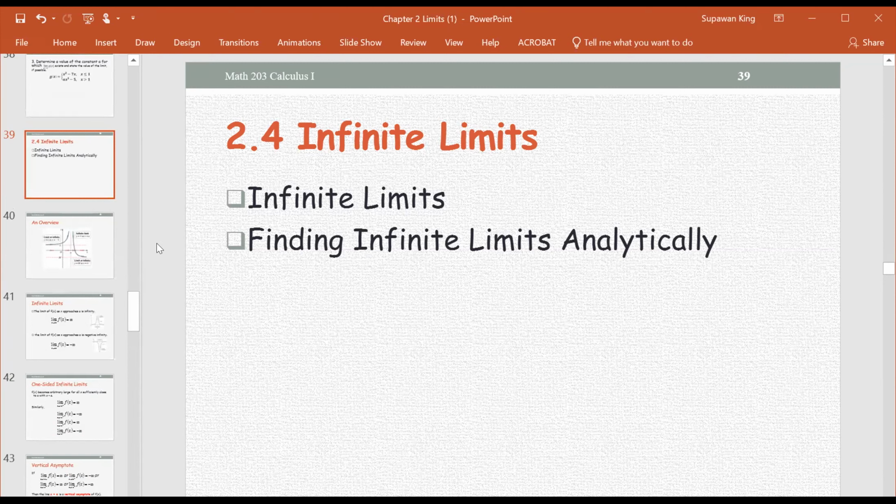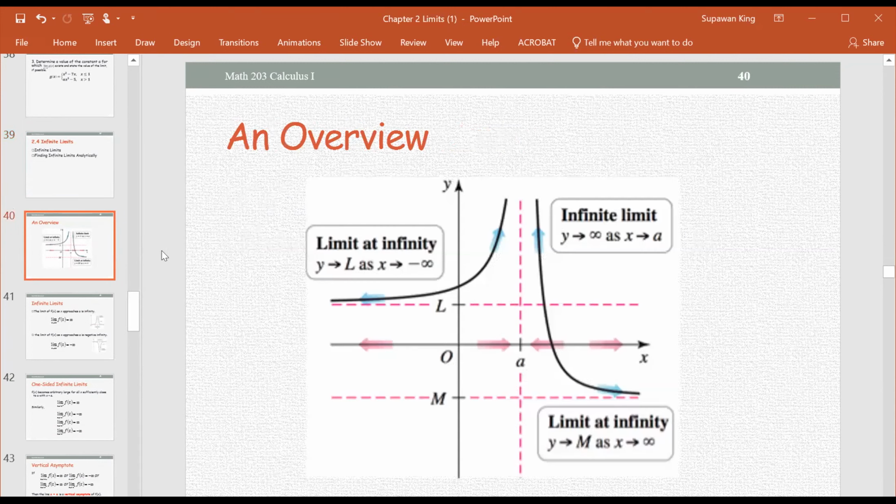Today, you will see something very similar for 2.4 and 2.5. 2.4 talks about the infinite limit, okay? And then we are going to analyze the limit of the function as we are looking for the infinite limit. What does it tell you from finding the infinite limit? What does it mean? I use this graph, and as you see, we have the two pieces of the graph.